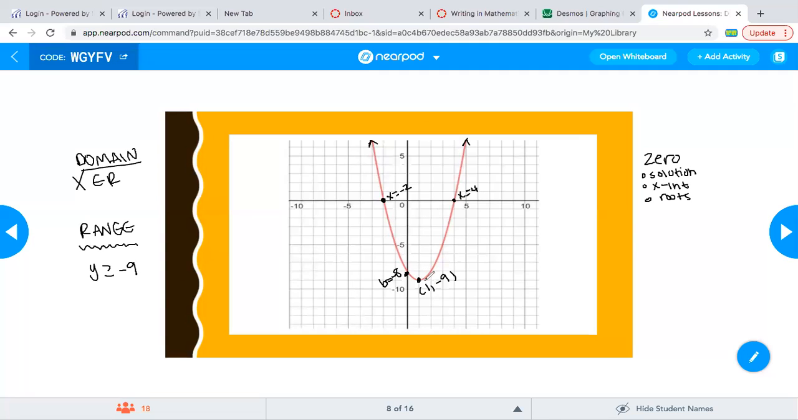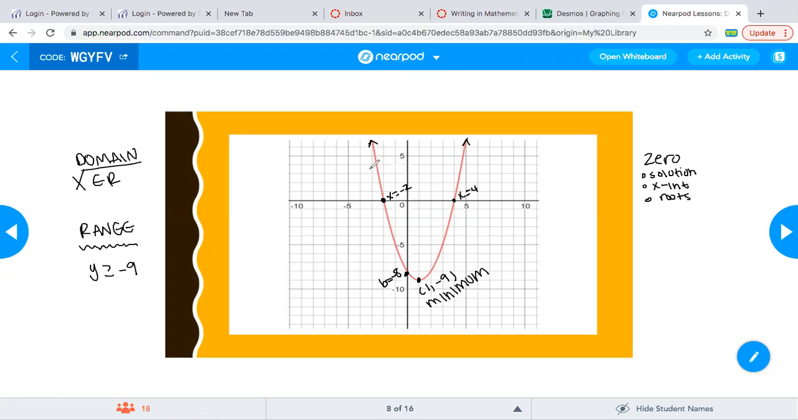So if 1, -9 is my lowest point on this graph, do you think I would call that a maximum or do you think I would call that a minimum? It's called a minimum. Yes. Okay. This is called the minimum. Minimum. Okay. This is the lowest point on the graph. This is called our minimum.